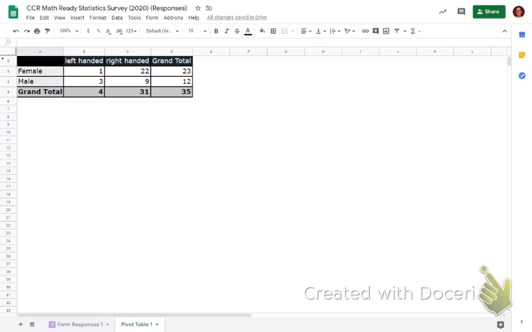And so what I can see here is if I'm looking just at the left-handed column, we had 4 total people say that they identified as being left-handed. 3 of those people were male, and 1 of those people was female. If I look just at the right-handed column, I see that we have 31 people that said that they were right-handed. 9 of them were male, 22 of them were female. 4 plus 31 gives me the grand total of everybody that responded to the survey, which was 35 people.